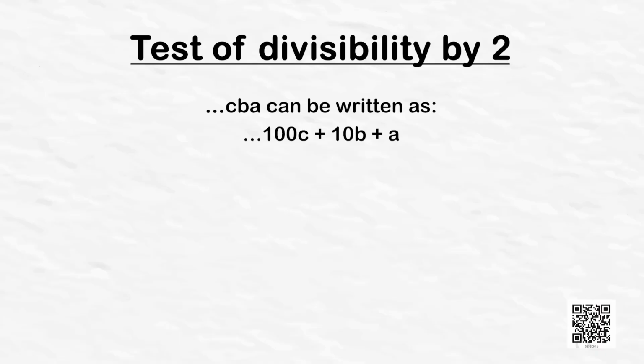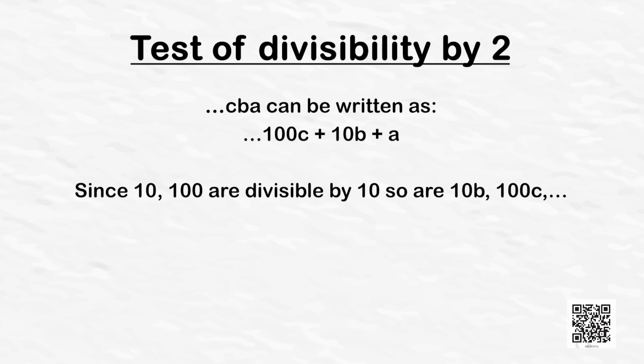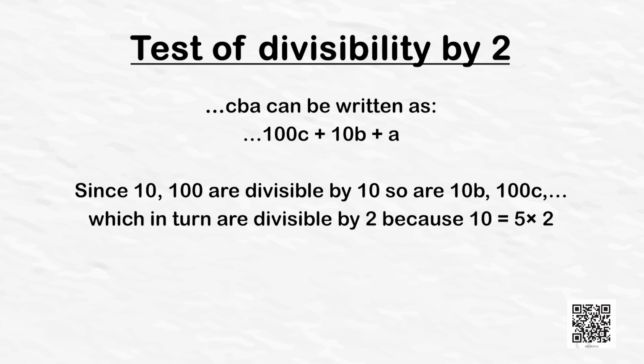Any number CBA can be written as 100C plus 10B plus A. Since 10 and 100 are divisible by 10, so are 10B, 100C and so on, which in turn are divisible by 2 because 10 is equal to 5 times 2.